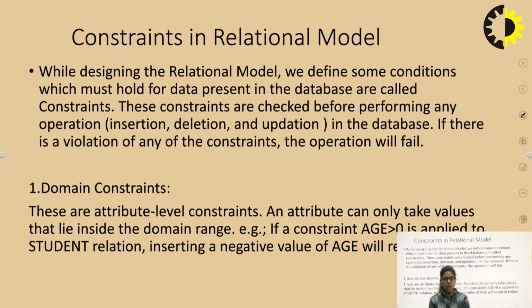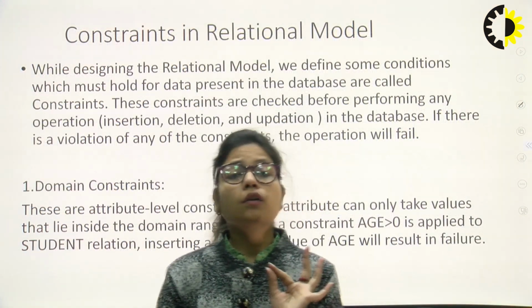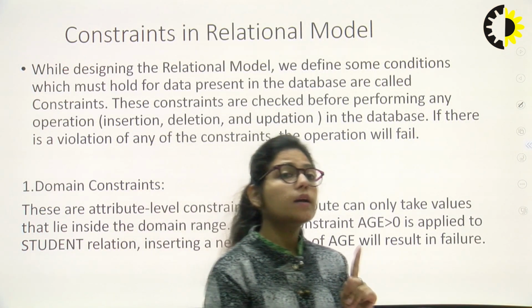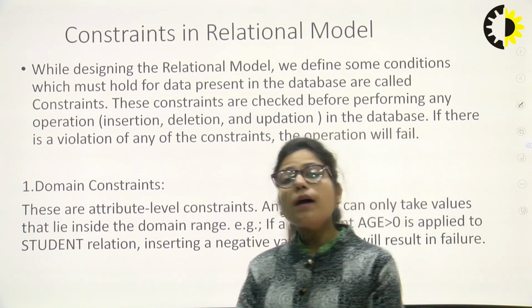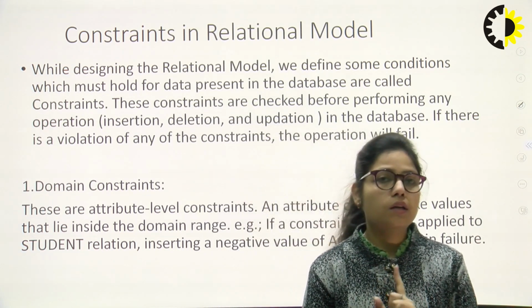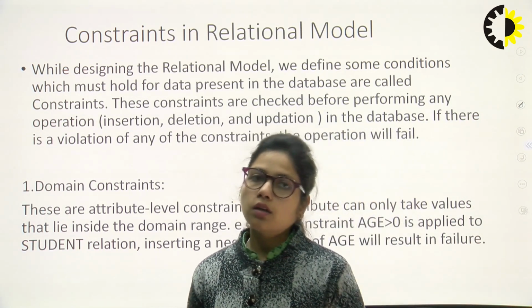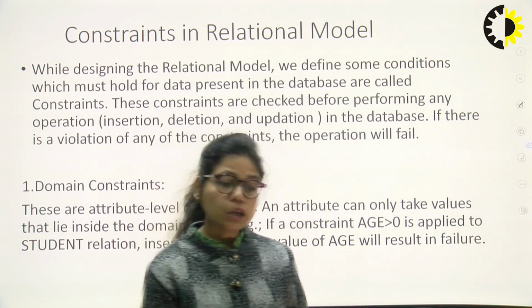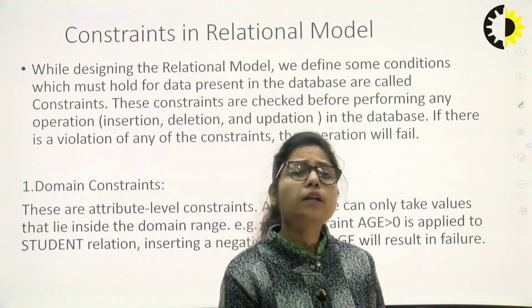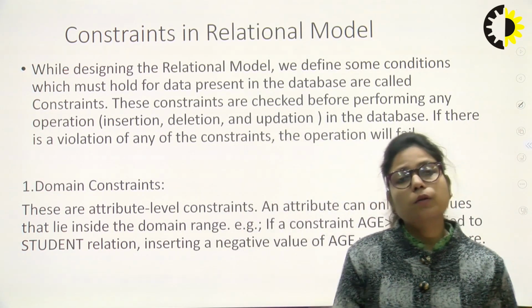Now, the first constraint is domain constraint. These are attribute level constraints. An attribute can only take values that lie inside the domain range. For example, if a constraint age is greater than 0 is applied to student relation, inserting a negative value of age will result in failure. Suppose we have a student and we put a condition: the age of the student is greater than 0. But if a negative value is put in that constraint, then it will fail.